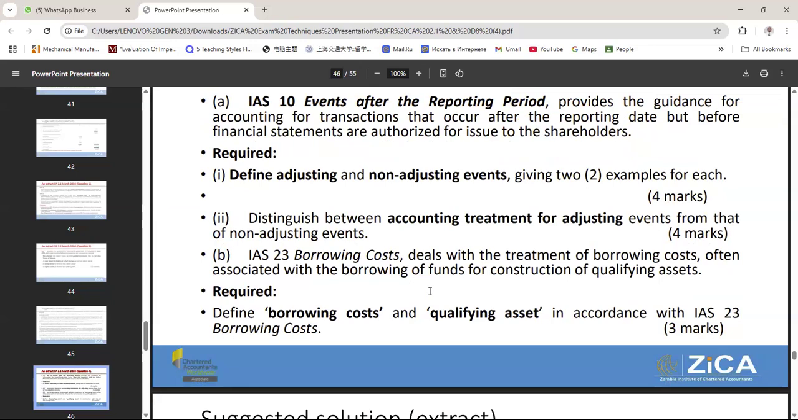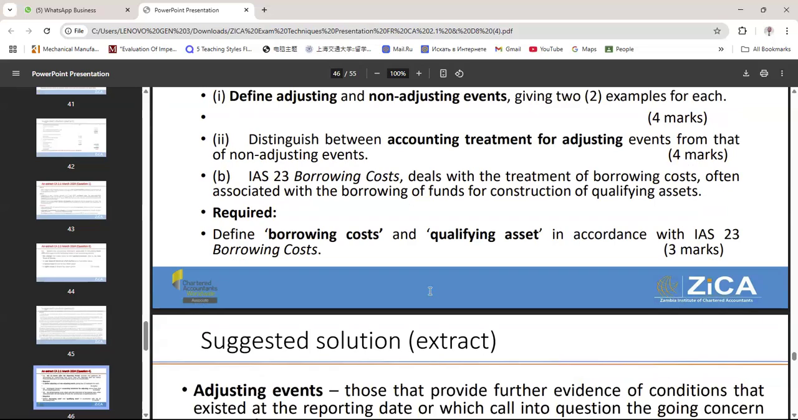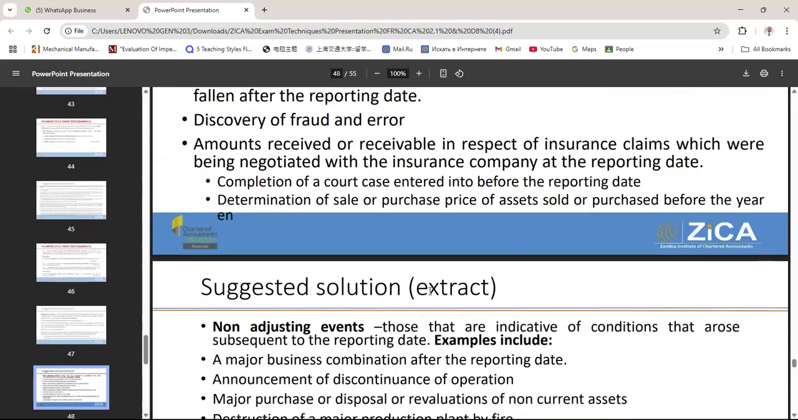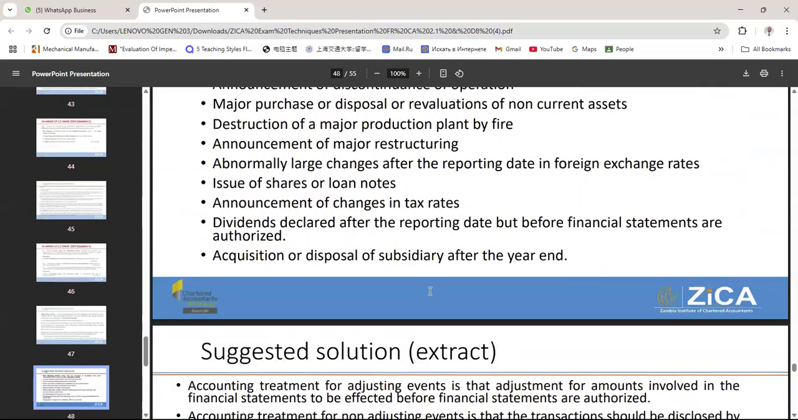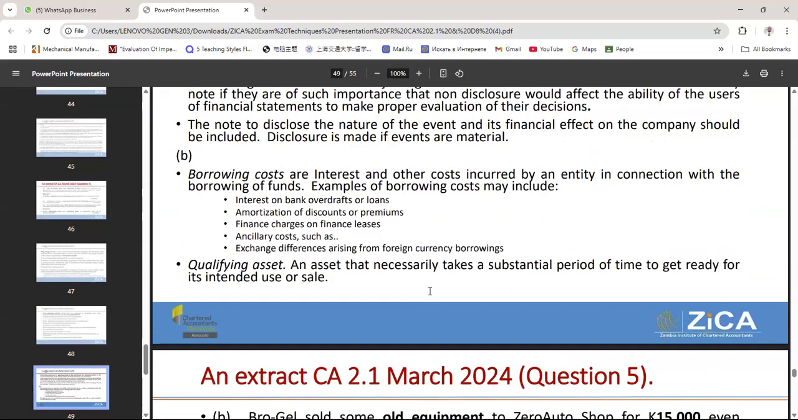Now, when we say qualifying asset, I remember when it came, students were just answering, it's an asset qualified to be an asset. No, we are referring to an asset which will take a substantial period of time before it's ready for its intended purpose. And when should you commence capitalizing? We use the mnemonic ABE. Activities are taking place, borrowing costs are being incurred, and also expenditures being incurred. So you can go through, this is a suggested answer. You can check the detailed one there on the website.